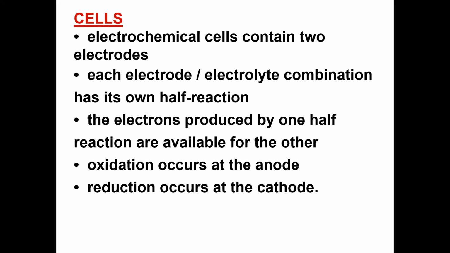Oxidation occurs at the anode, reduction occurs at the cathode. When we started the class today, I had given you a concept that in order to determine the potential of an element, we were joining it with a hydrogen half cell. Hydrogen was 0, so we were finding zinc, copper, their potential.